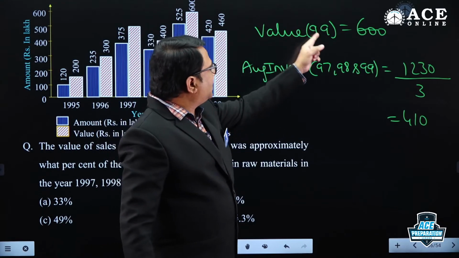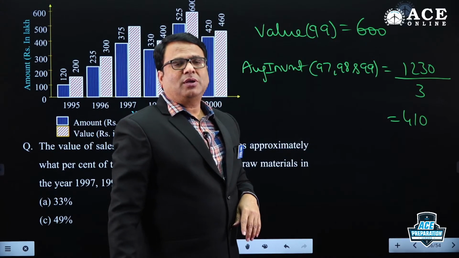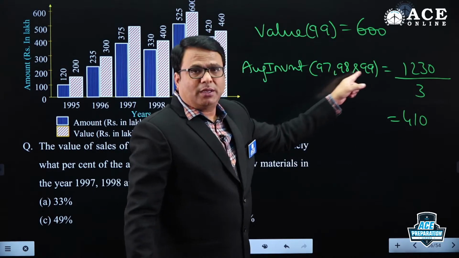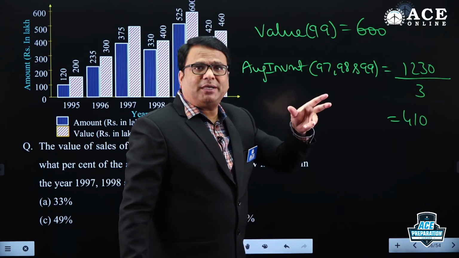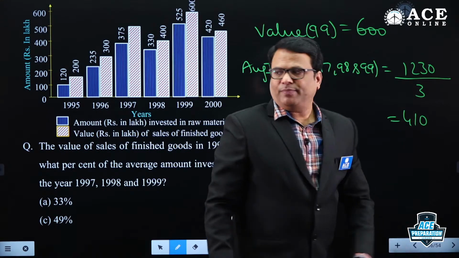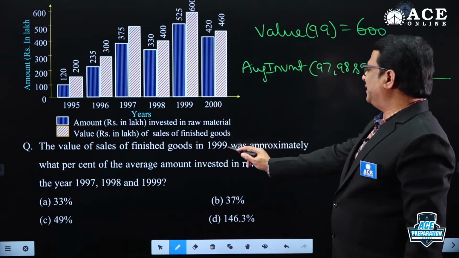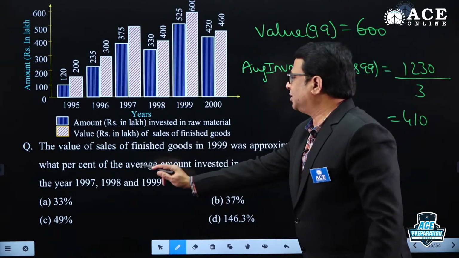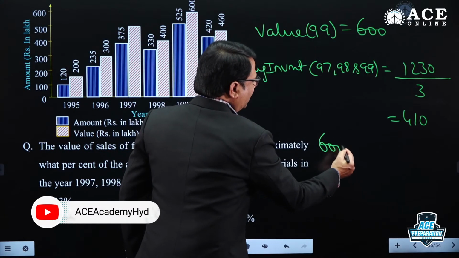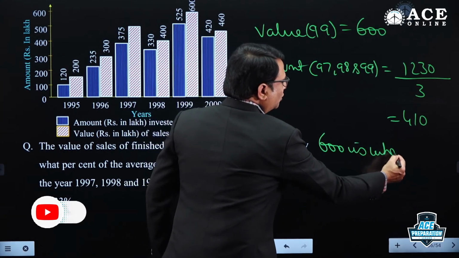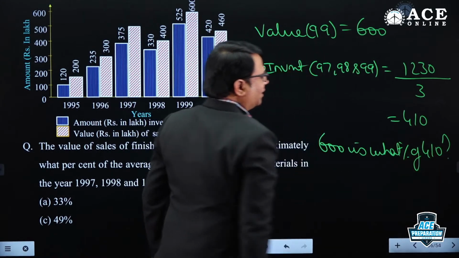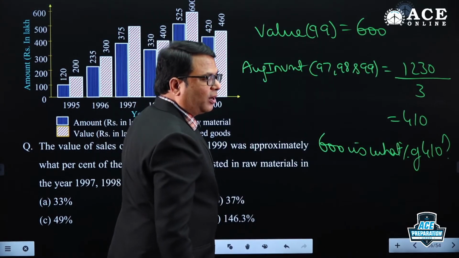So the value of finished goods in 1999 is 600. And average investment in raw materials in these 3 years is total divided by number of years, which is 410. Then what is the question? Value in 1999 was approximately what percent of the average? That means 600 is what percent of 410?